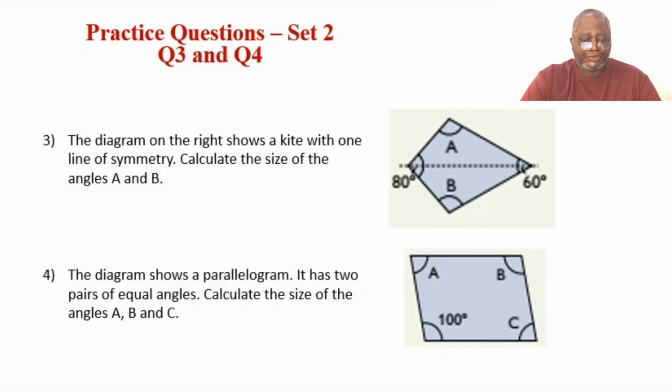And then practice questions set 2, questions 3 and 4. The diagram on the right shows a kite with one line of symmetry. Calculate the size of the angles A and B. Question 4. The diagram shows a parallelogram. It has 2 pairs of equal angles. Calculate the size of the angles A, B and C. Just remember the rules and apply them.